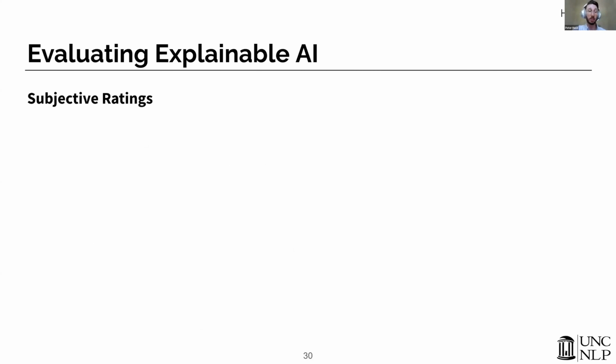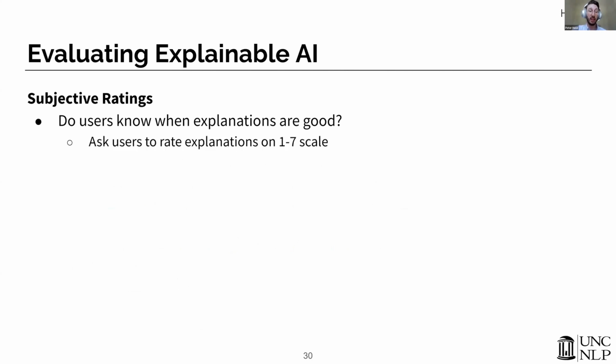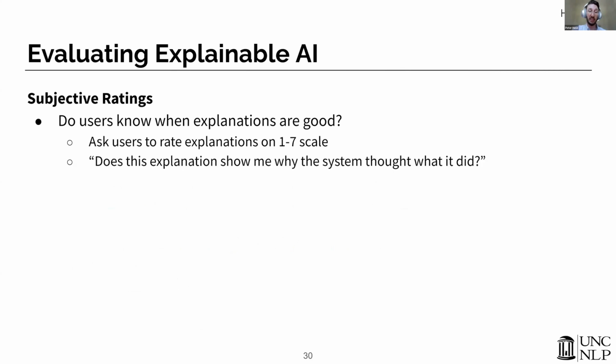We also wanted to know if people understood what was going on, so we looked at subjective ratings. We asked users to rate the explanations on a 1 to 7 scale in answer to the question, does this explanation show me why the system thought what it did? And then we estimated the simulation score from these ratings.